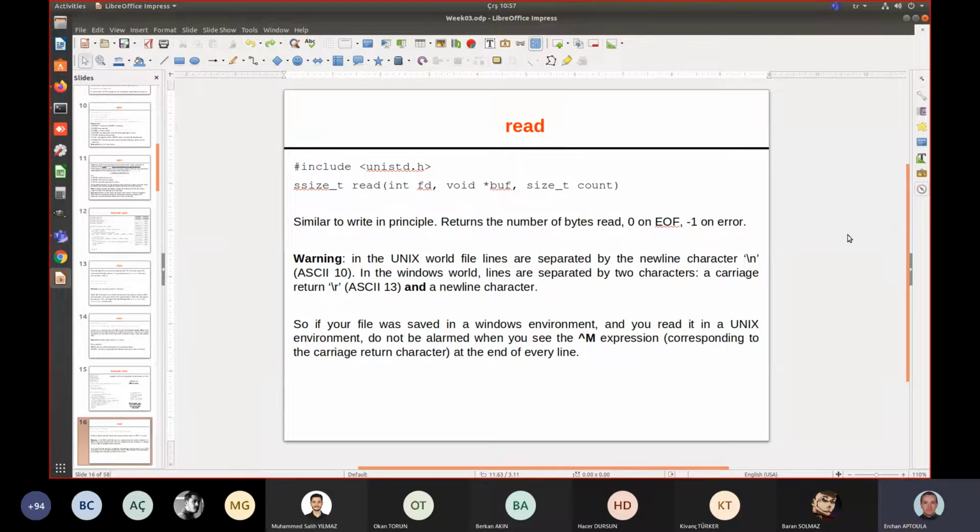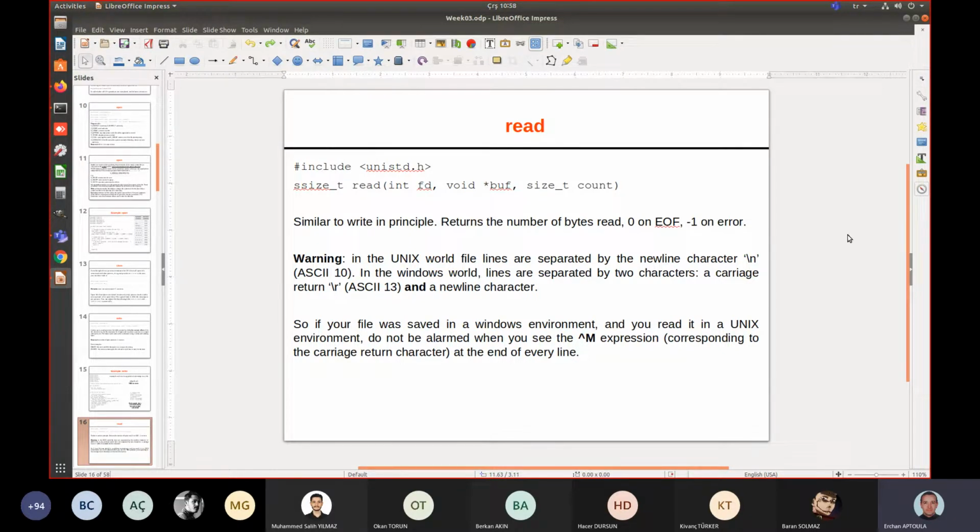Now, the read system call. This is a heavyweight system call. Now, it is a symmetrical system call with respect to write. It also has three parameters. The file descriptor, of course, from which we are going to read. The buffer, where we are going to store the bytes that we have read. And, of course, the number of bytes that we want to read. Same principle as write. It will return the number of bytes that it has read successfully. It will return 0 if it has reached the end of the file, and -1 if it has encountered an error. Now be careful.